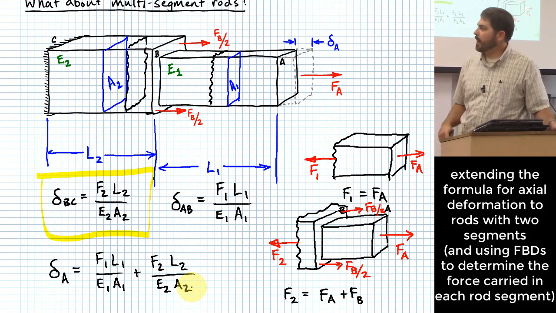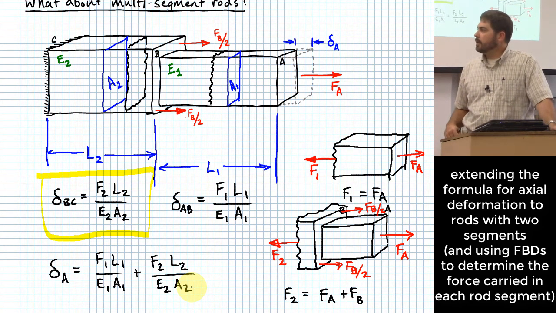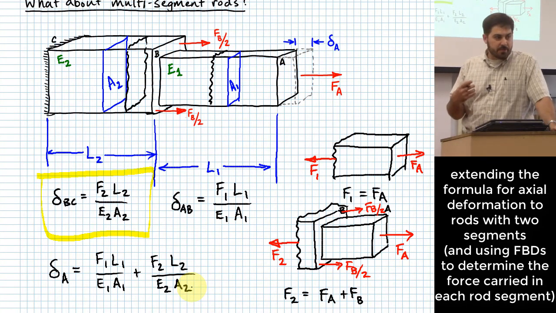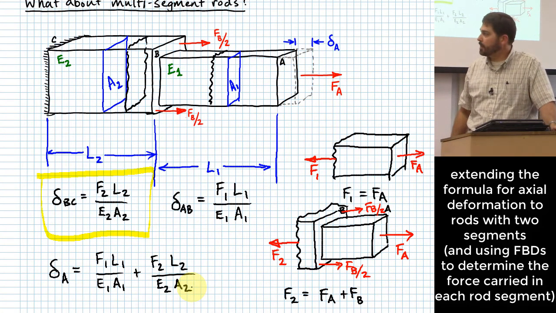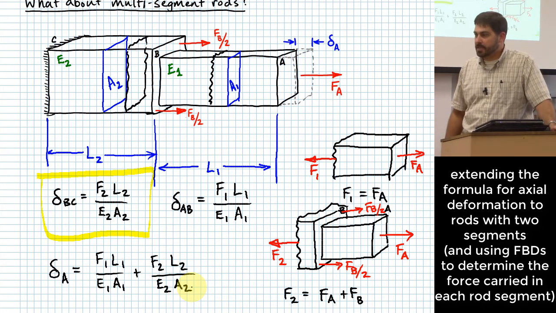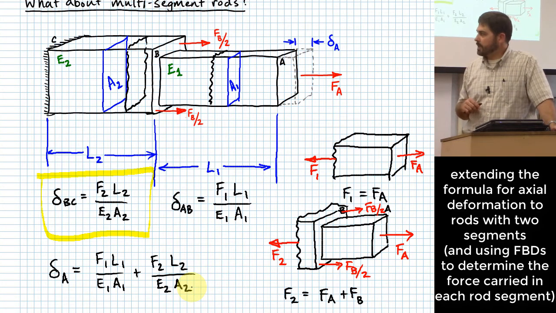Okay, and just keep in mind F1 and F2 are how much force each of the segments they are associated with are carrying. And that's not always easy to figure out. It's one of those things where you sometimes have to do a step and figure out how much each individual segment is carrying. But that's what they represent, F1 and F2.